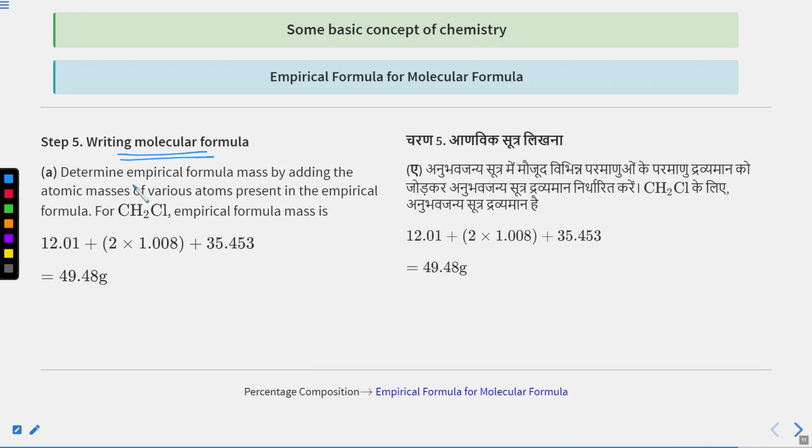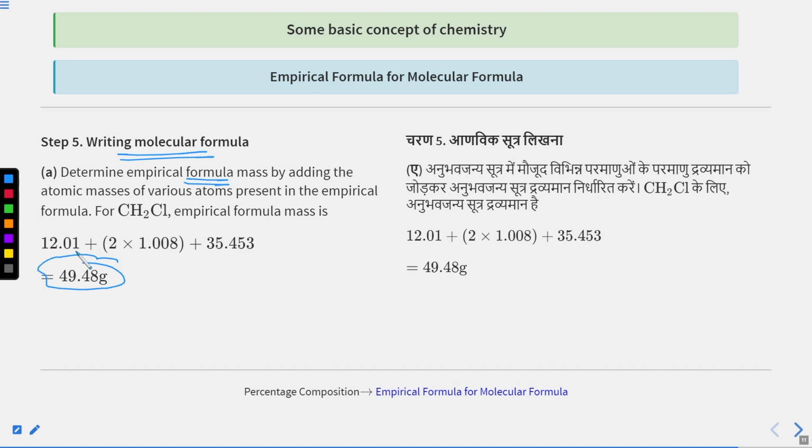Writing the molecular formula. First of all, determine the empirical formula, which we have determined, and then add the atomic masses of the various atoms present in the empirical formula. For CH2Cl, the empirical formula mass is obtained by adding the atomic masses of the various atoms present in it, and we get 49.48 gram as the empirical formula mass.